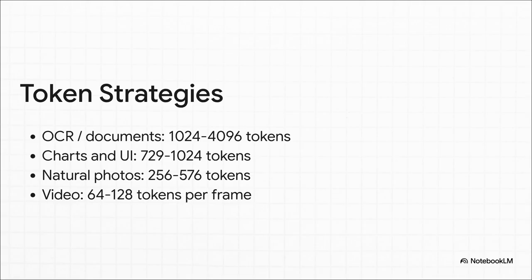And for video, you need to aggressively spatially pool that down to just 64 to 128 tokens per frame, running at maybe 2 to 8 frames per second. The rule of thumb: you only pay for tokens where the content density actually demands it.